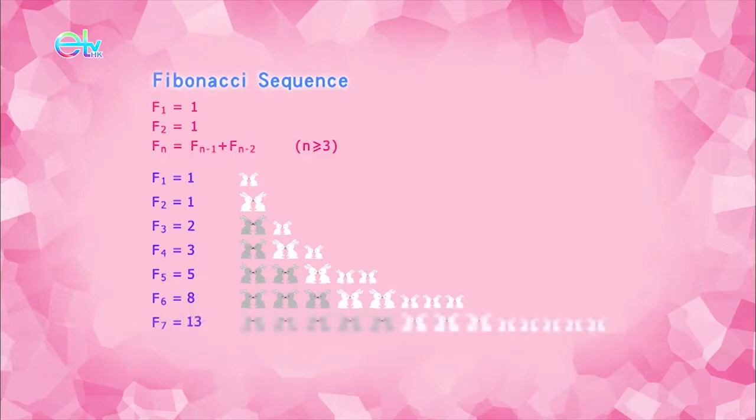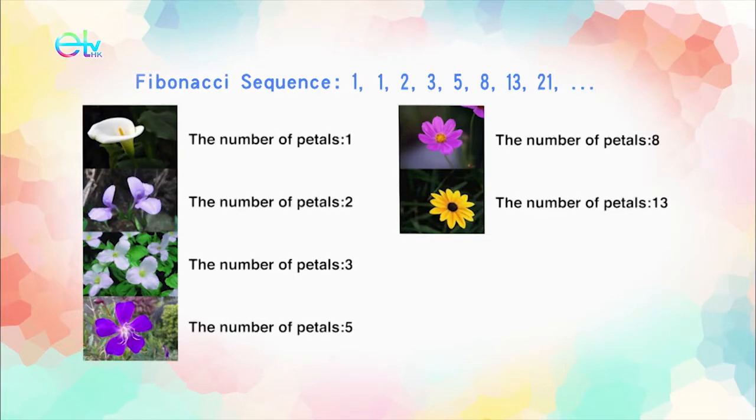In fact, the Fibonacci sequence can be easily found in nature. For example, the number of petals of some flowers and the number of branches of some trees match the Fibonacci sequence.